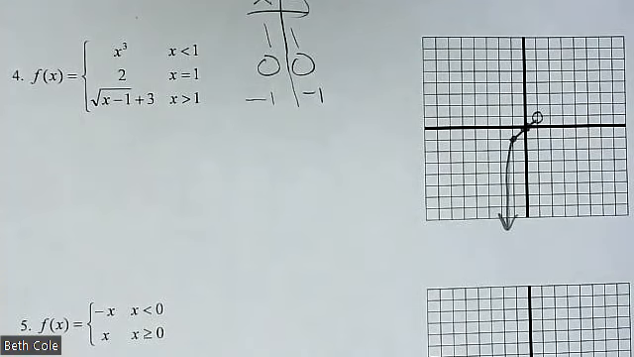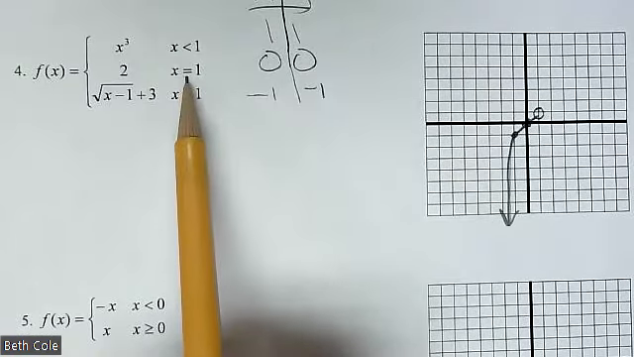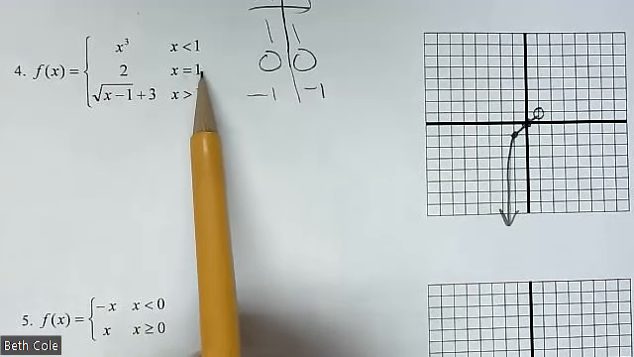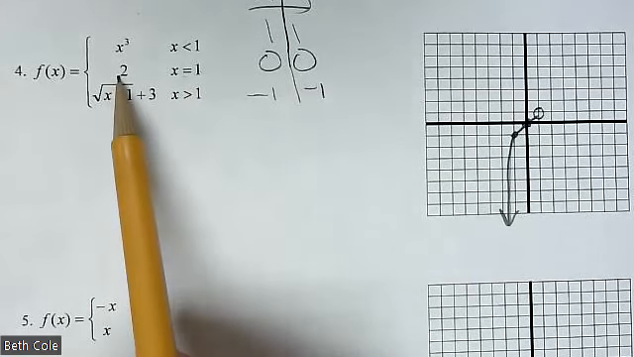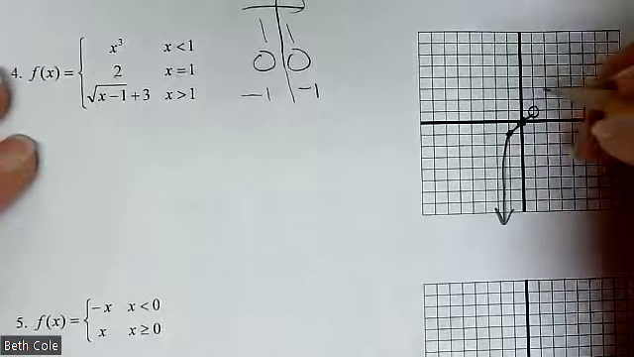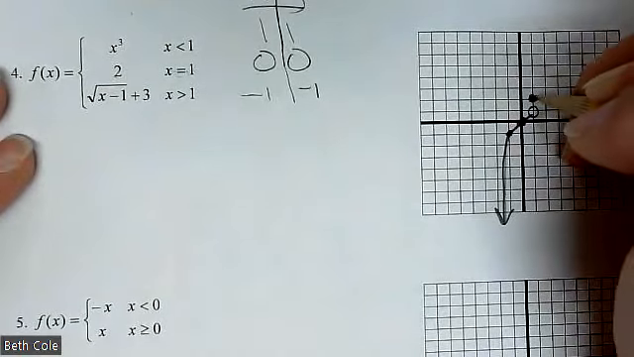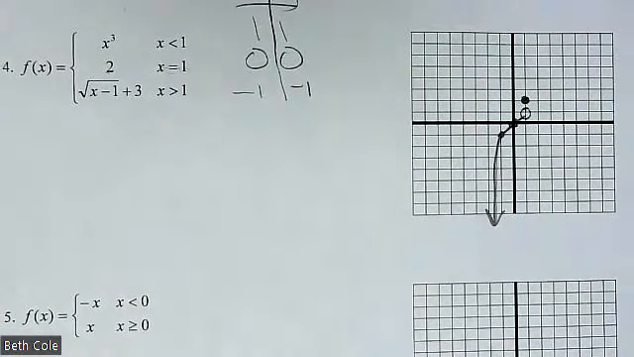And the next part's kind of interesting. It just says x equals 1. That means you just have the point 1, 2. That's all that is. It's like a floating point, 1, 2. So you're just going to put a closed circle there, and that's all that is. It's just when x equals 1, your output is 2. It's just the point 1, 2 is all that is.